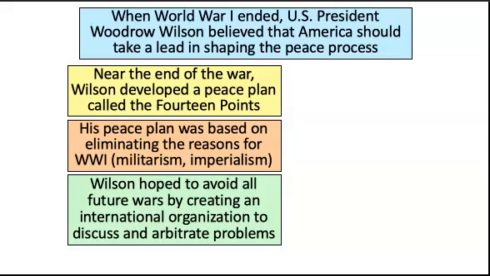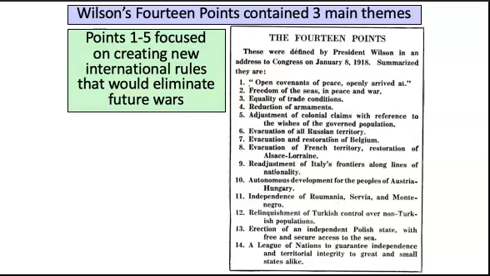Now, generally speaking, the 14 points contain 3 main themes or ideas. The first 5 focused on creating new international rules that would eliminate future wars. For instance, freedom of the seas in peace and war, equality of trade conditions, reduction of armaments, and adjustment of colonial claims with reference to the wishes of the governed people.